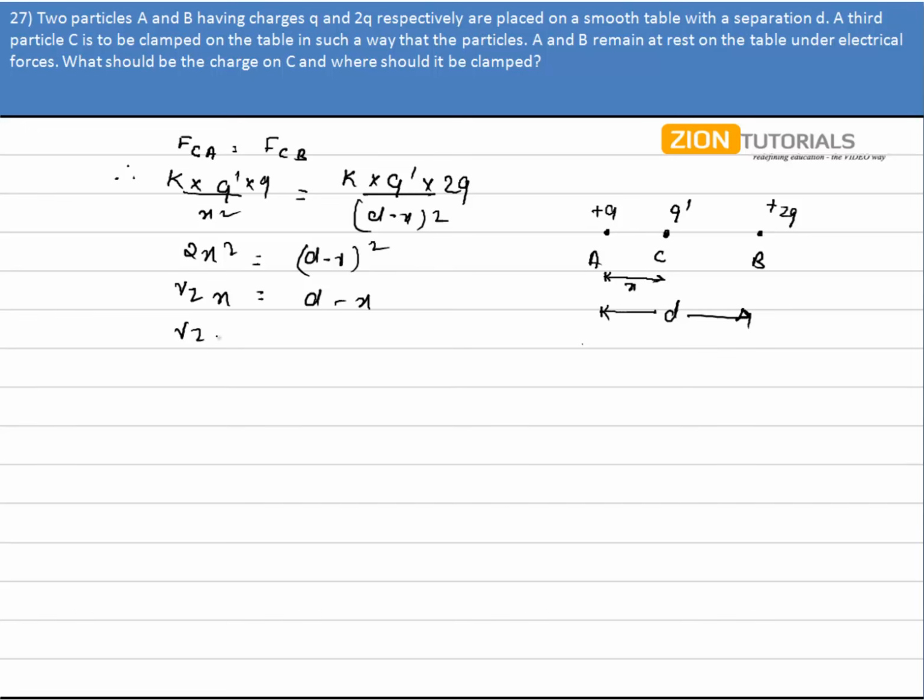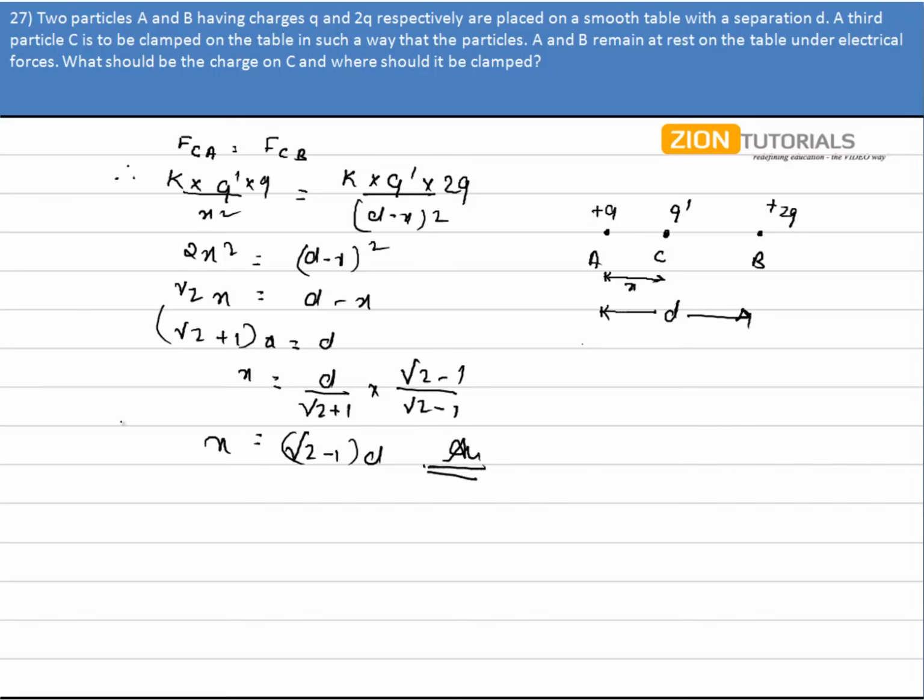So root 2 plus 1 times X is equal to D. So X comes out to be D by root 2 plus 1. It can be written as root 2 minus 1 over root 2 minus 1. So X comes out to be root 2 minus 1 times D. That is the answer.